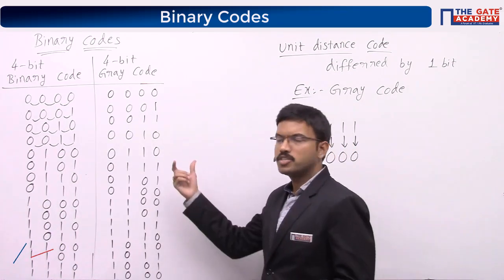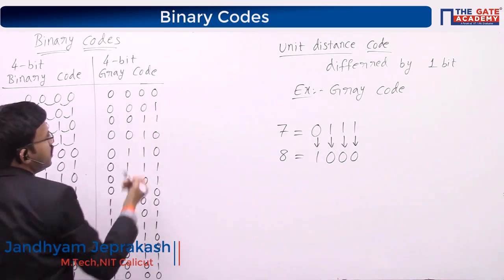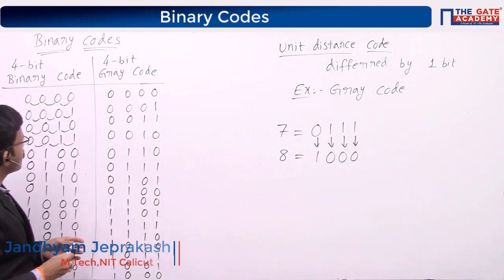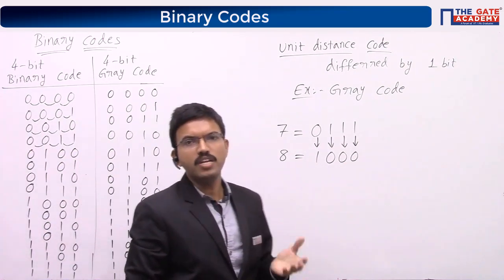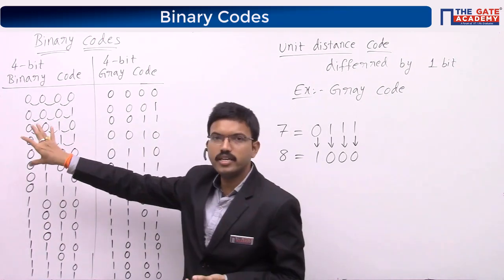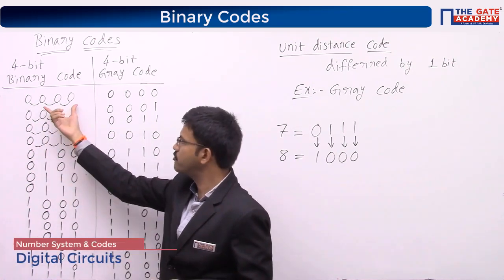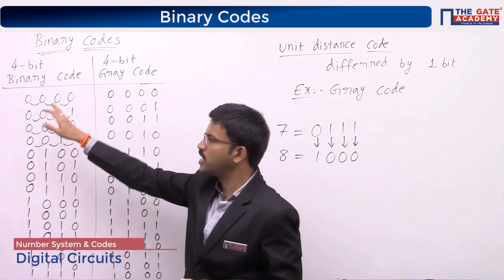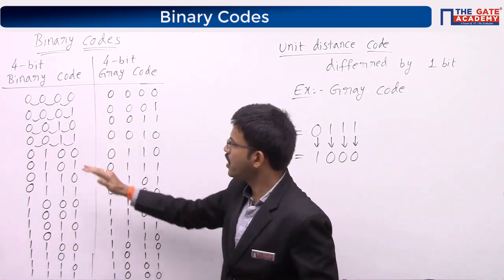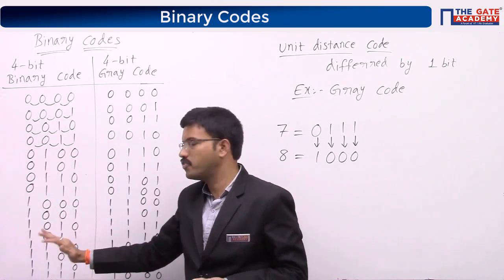If you observe, you will get the tabular form like this. Just cross check once. This is the sequential code. Sequential code means whatever decimal numbers you have, we have represented them in terms of zeros and ones. Here 4 zeros is nothing but 0, and 4 ones is nothing but 15. This is the binary number or binary code, with the decimal equivalent being 0, 1, 2, 3 up to 15.